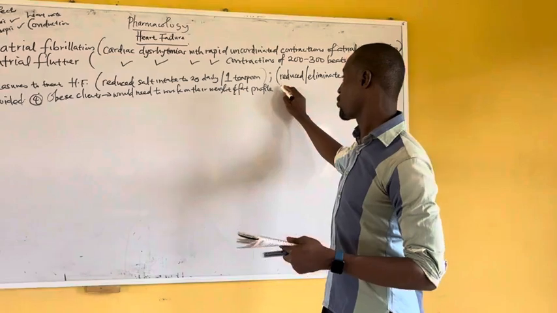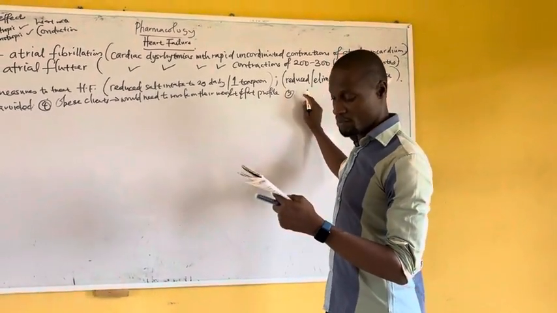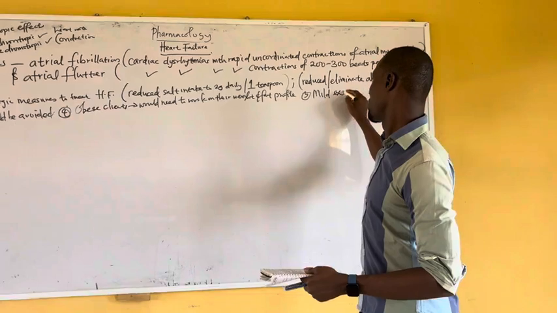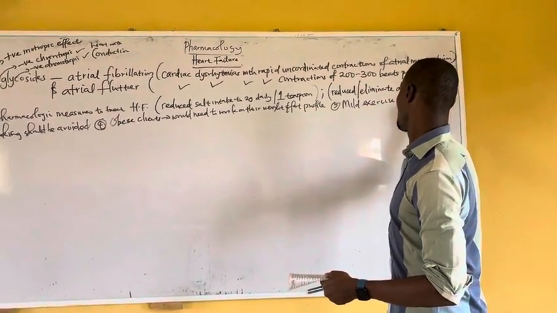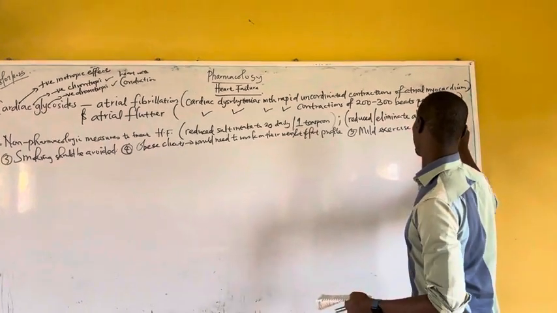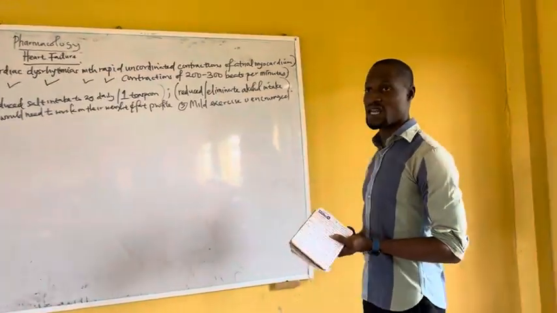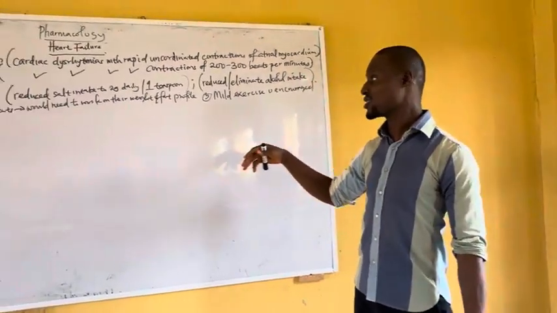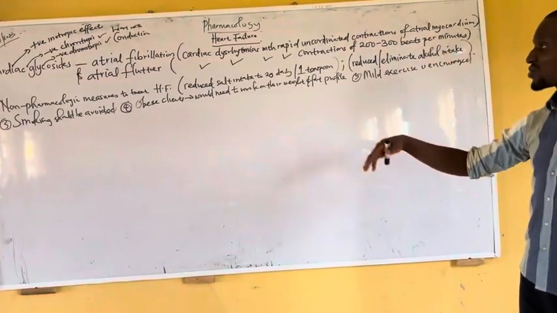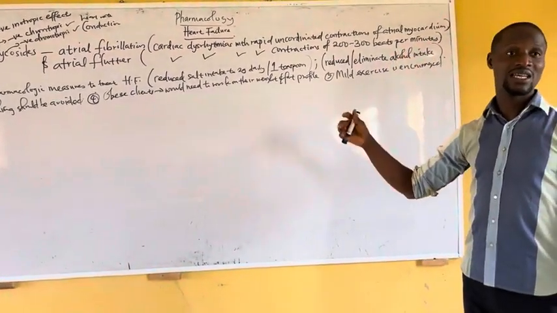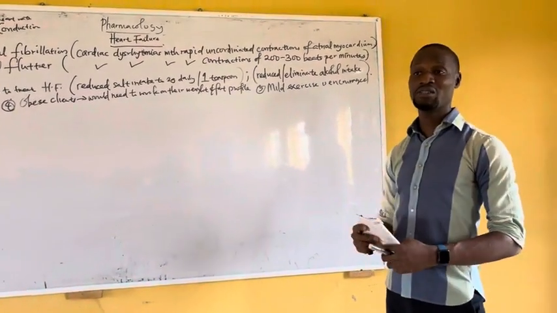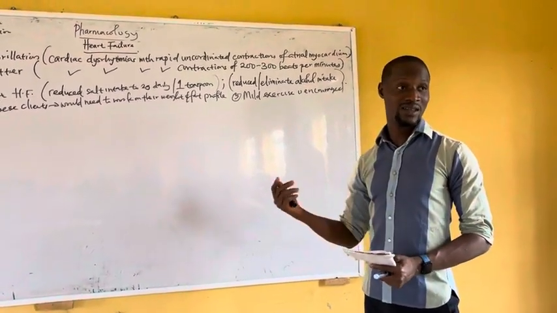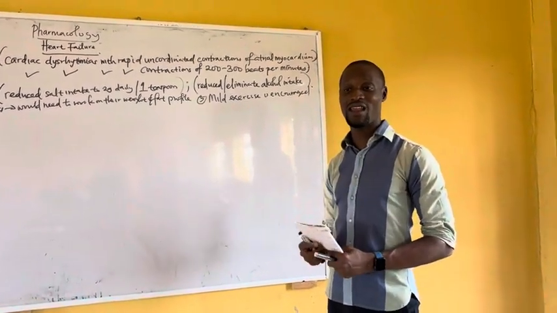The fifth one here: mild exercise such as walking is encouraged. Most of these things are lifestyle changes: reduction in salt intake, avoid alcohol, avoid smoking, maintain a normal body weight, reduce fats in the body, then exercise. The person needs at least some activity, so an active lifestyle is maintained.